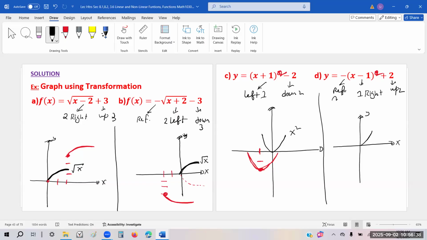So parabola, the original one is at the origin. Square. You reflect first, so it becomes upside down. And take that upside down, 1 right, 2 up. So 1 right, 1 up, 2 up here. And then you draw the new one.